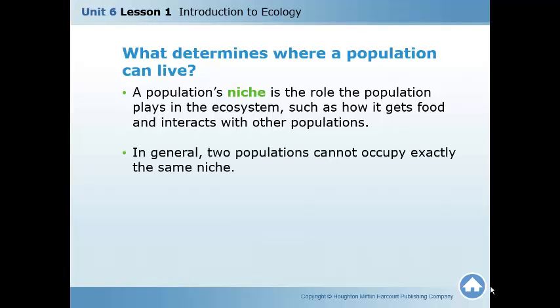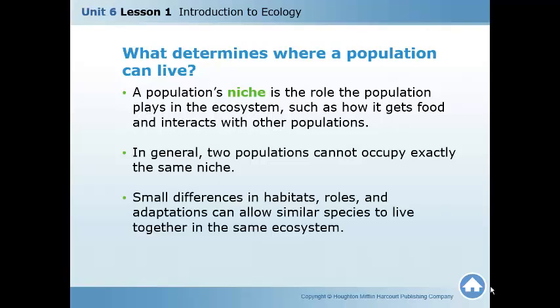In general, two populations cannot occupy the exact same niche. So if two different populations of squirrels are really good gatherers, well, there's going to be a problem, right? Because if they're both good at gathering the nuts, then neither one is going to have enough to survive, because one group is going to have half and the other population will have half, which is not enough for either to survive. So they can't occupy the exact same niche. They can't have that same specialized role in the ecosystem.